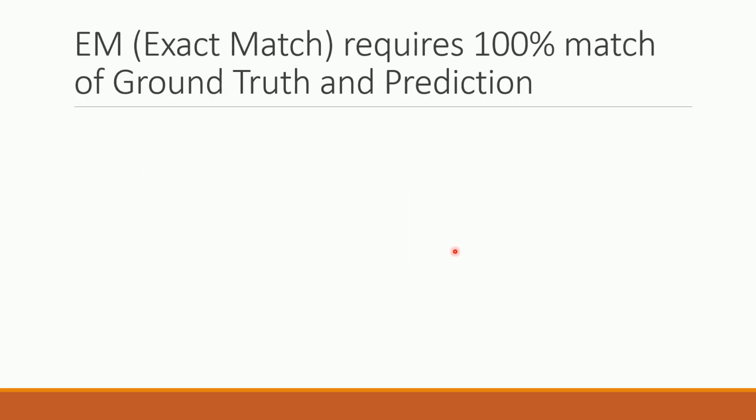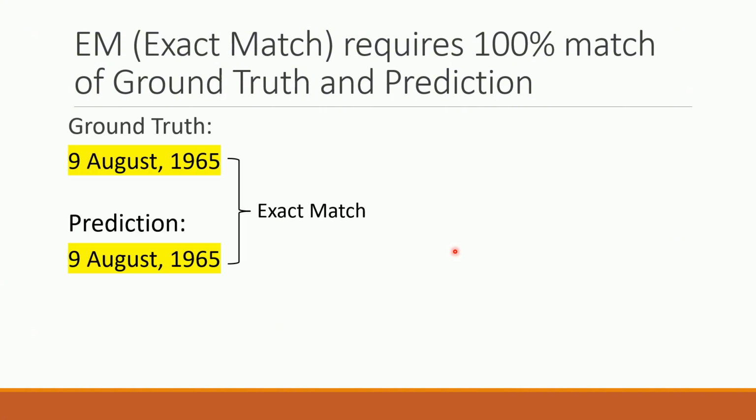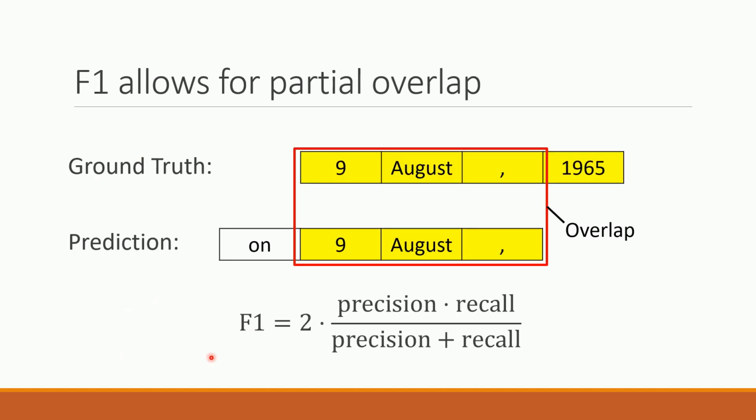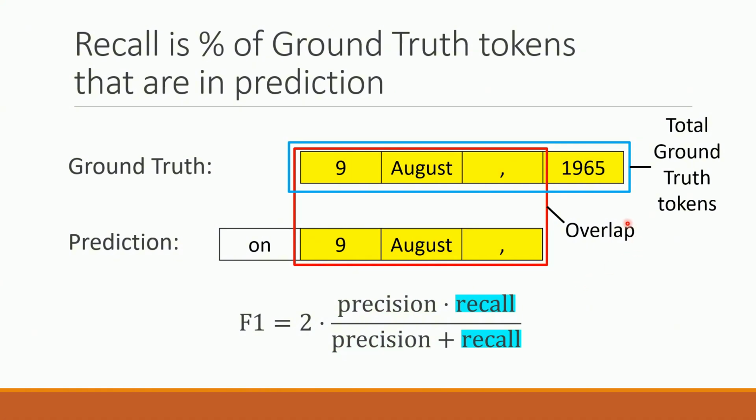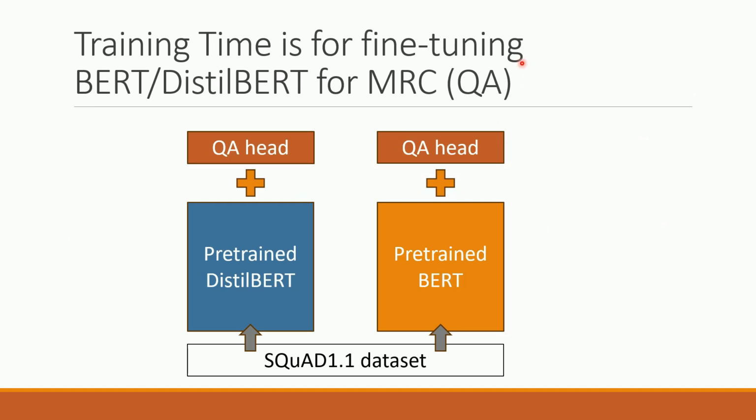So exact match requires 100% match of the ground truth and prediction, and we calculate the percentage of exact matches. And then F1 allows for some sort of partial overlap. You can see the formula over here. This is for precision, right? Where we take the overlap over the total predicted tokens. And this is for recall, where we take the overlap over the total ground truth tokens. So the training time is specifically for fine-tuning the BERT or DistilBERT model for MRC QA, where we pass in the SQuAD 1.1 dataset.